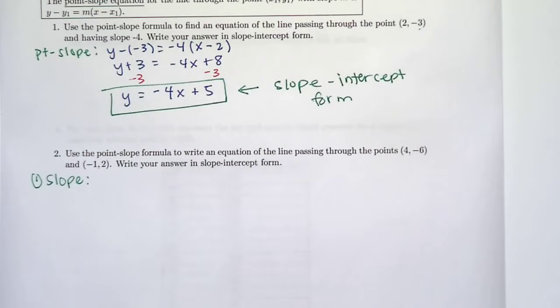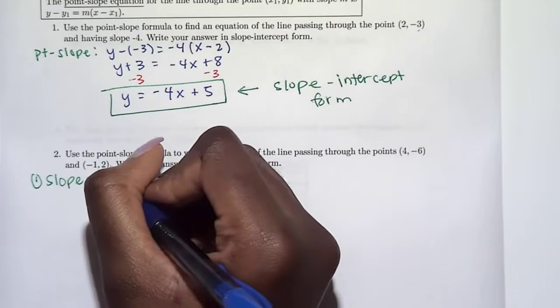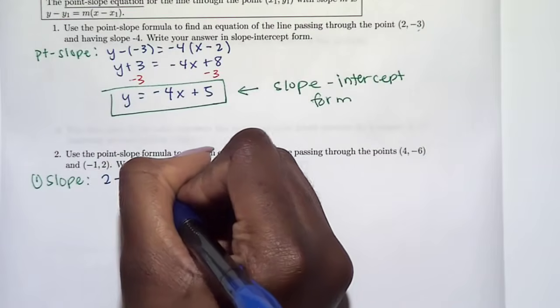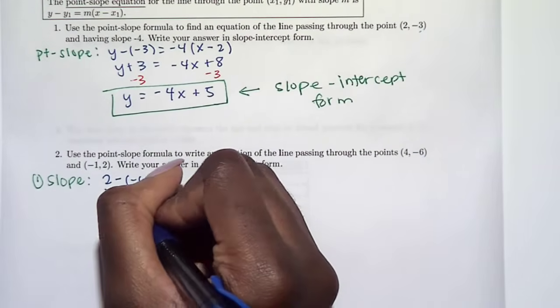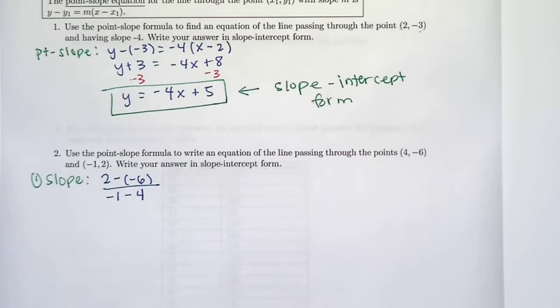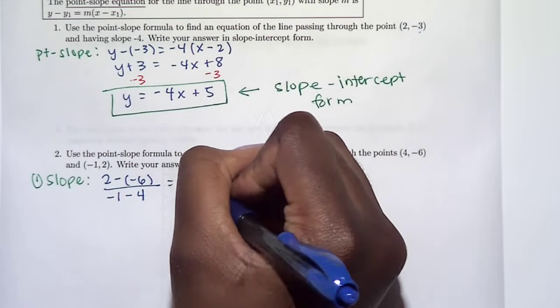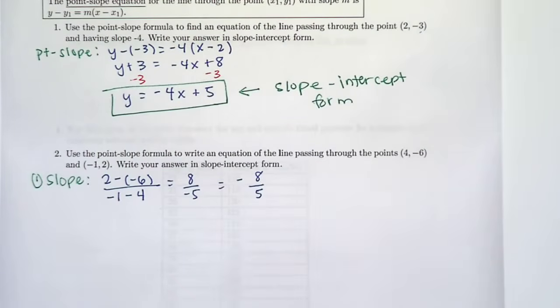Okay, so can we find the slope of a line that passes through 2 points? Definitely. We can just use our slope formula. So we're just going to subtract our y values, divide and subtract our x values. You can do it in whatever order you want. Just make sure it's a consistent order for the numerator and denominator. So our slope is -8/5.